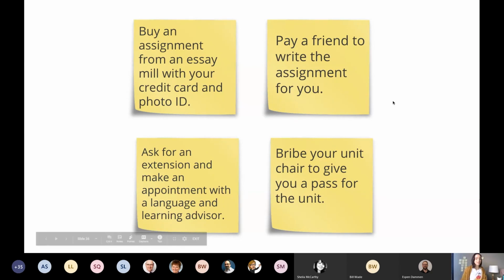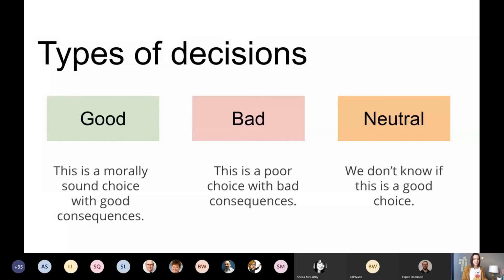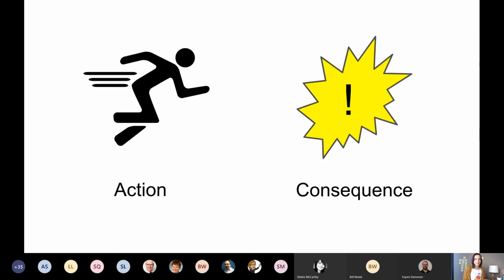Before we get our hands dirty, let's look at decision points just briefly. There are different types of decisions one could take in life. Good decisions, morally sound, probably going to have some good consequences. Poor decisions, probably going to have some bad consequences, or a neutral decision. We don't know if this is going to be a good choice or not just yet. Life is complex. You might make a good decision and it's going to lead you to a really horrible outcome, because that's life, and life is non-linear.